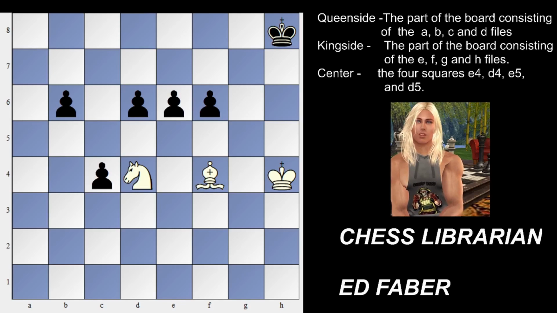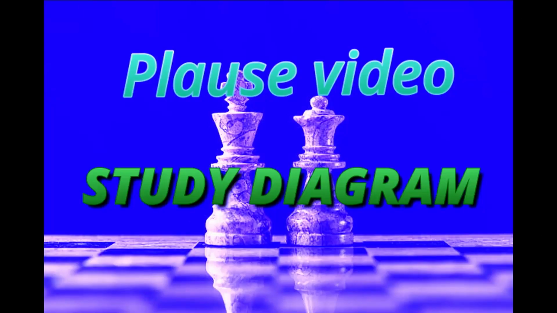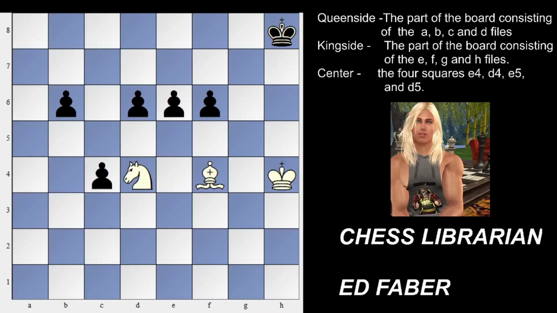To write a pawn capture, we write the file that the pawn is on, then an X to indicate a capture, then the square of the piece that is being captured. If we want to write that the pawn on F4 is capturing the E5 pawn, we would write F times E5.